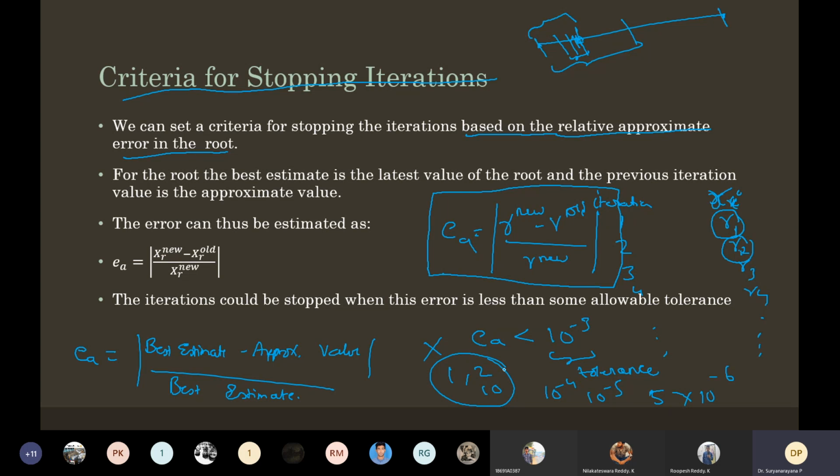So this is all the theory I'll cover about the bracketing methods. In the next class, we'll do non-bracketing or open methods. We'll learn the fixed point iteration method, Newton's method, and secant method. That is for the next class. Okay. So here, any questions on the theory part? We'll go to the programming now. Any questions here?